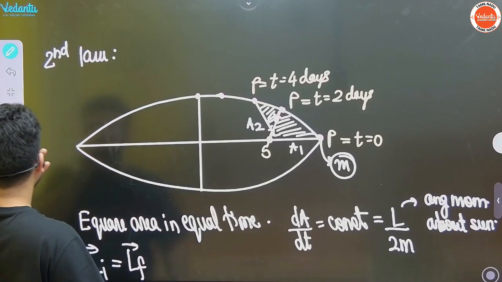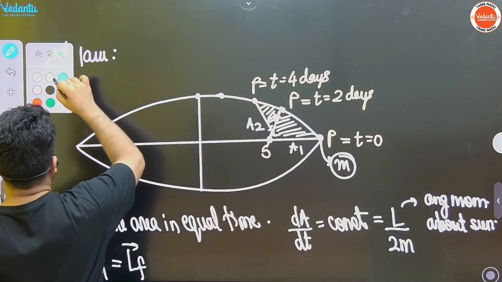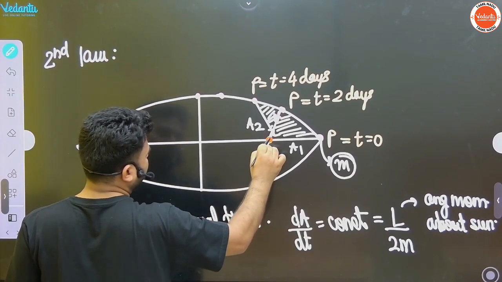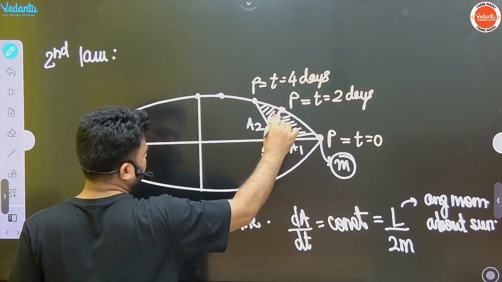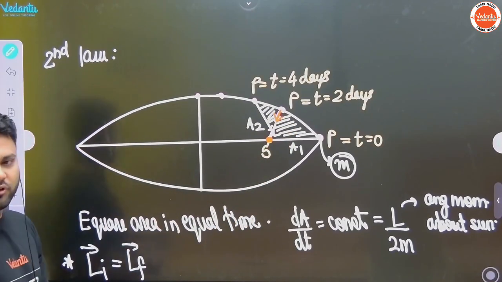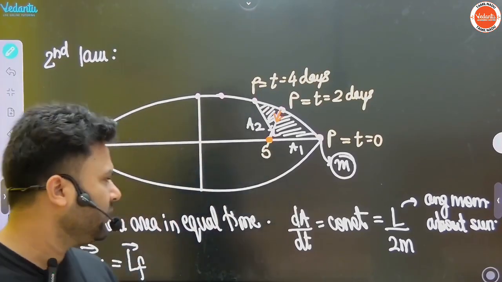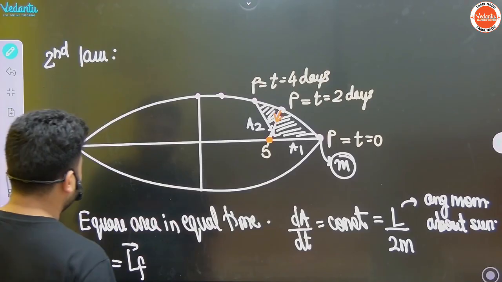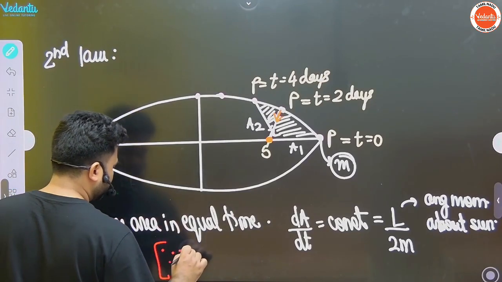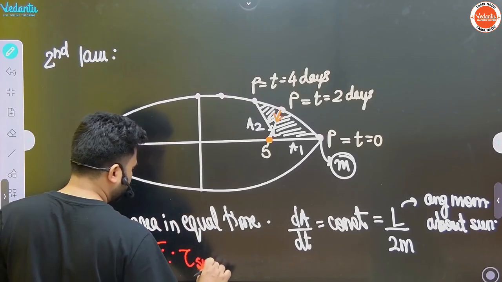Correct? So if I ask what is the torque about the sun? There will be no torque, because the force acting on this planet is passing through the sun. If the force passes through the center of rotation, there is no torque. Since there is no torque, angular momentum will be conserved. Torque about the sun is 0.